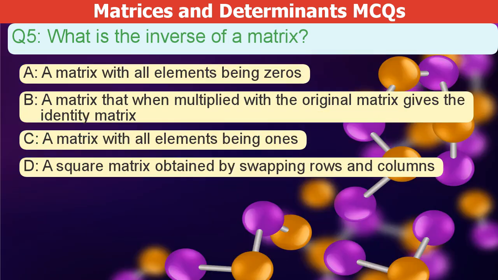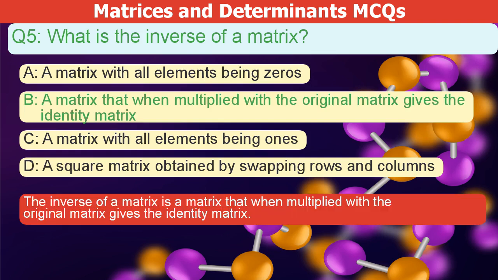What is the inverse of a matrix? A. A matrix with all elements being zeros. B. A matrix that when multiplied with the original matrix gives the identity matrix. C. A matrix with all elements being ones. D. A square matrix obtained by swapping rows and columns. The correct answer is B. The inverse of a matrix is a matrix that, when multiplied by the original matrix, gives the identity matrix.